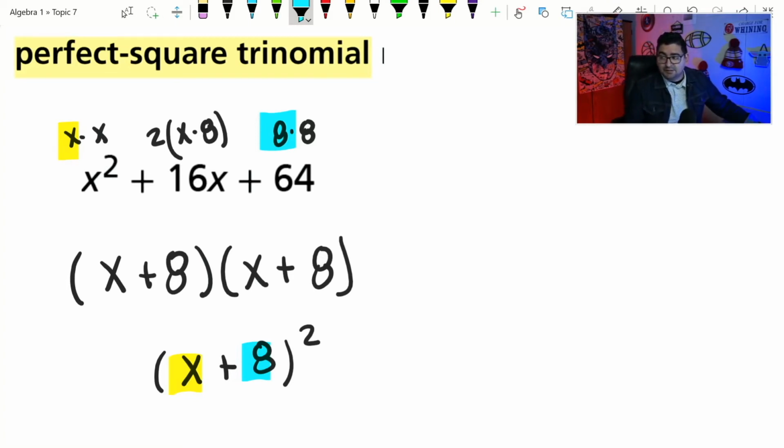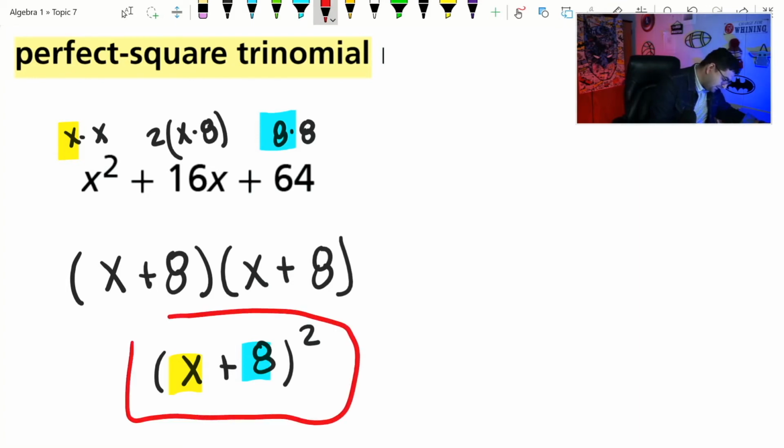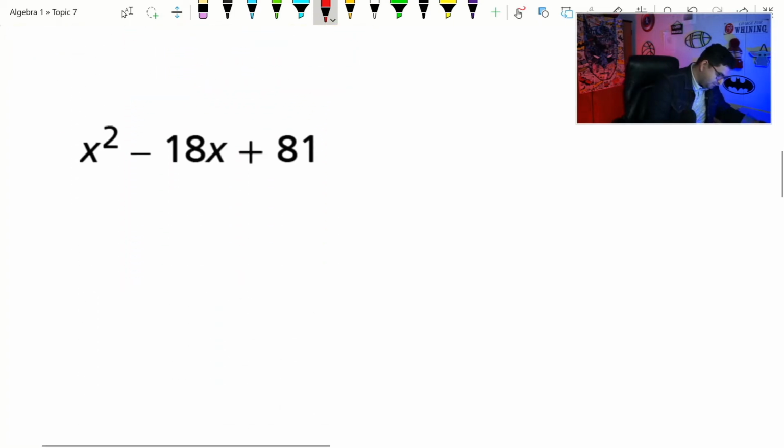Also, you want to make sure that you are always writing your answers in the simplest form possible. In math that's pretty important. So if I can write x plus 8 squared, I want to make sure that I'm writing that. Let's go ahead and look at another example of a perfect square trinomial.